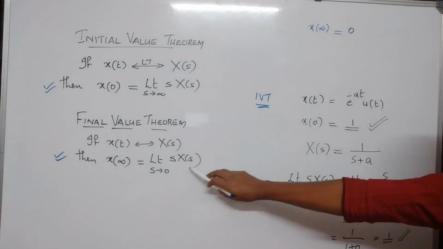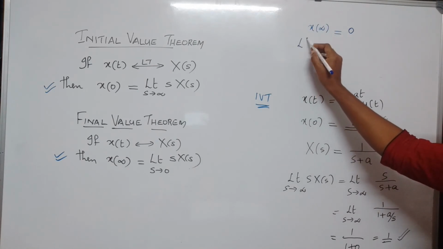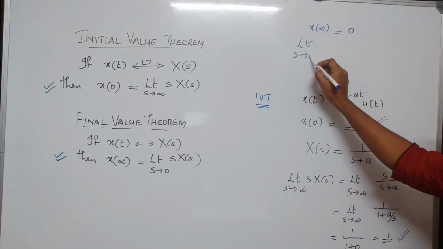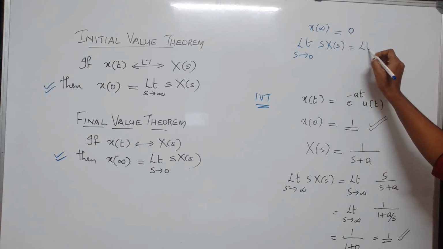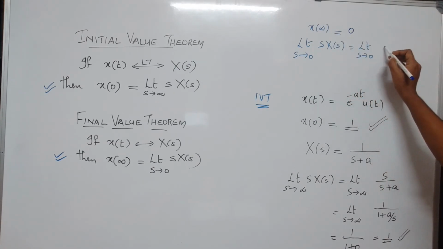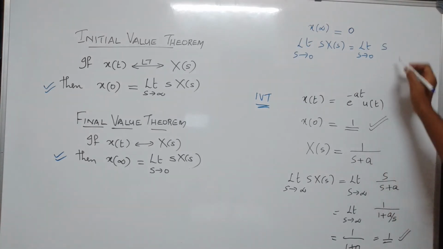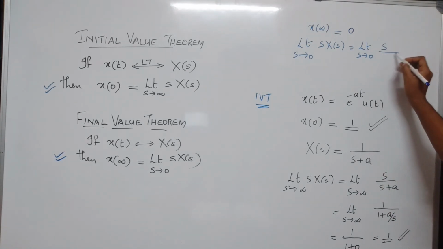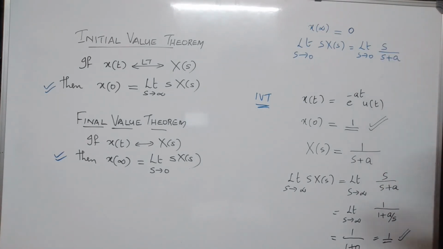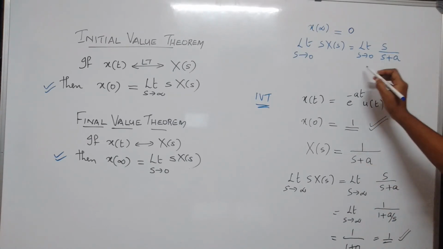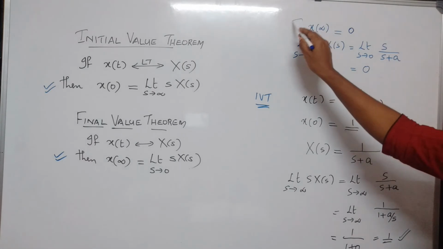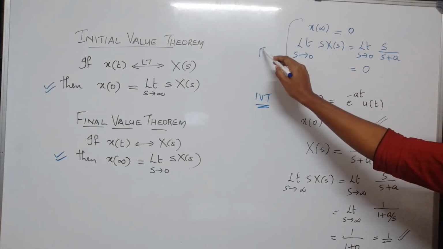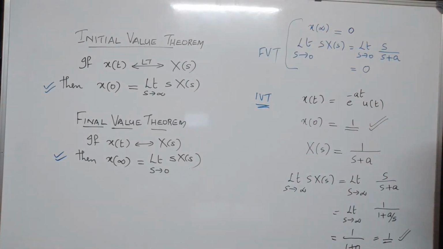Now let's apply the right hand side: the limit as s tends to 0 of s into X of s. That is, the limit as s tends to 0 of s into 1 by s plus a. When s tends to 0, this term will reduce to 0. Thus, here we have verified the final value theorem. And this was the initial value theorem.